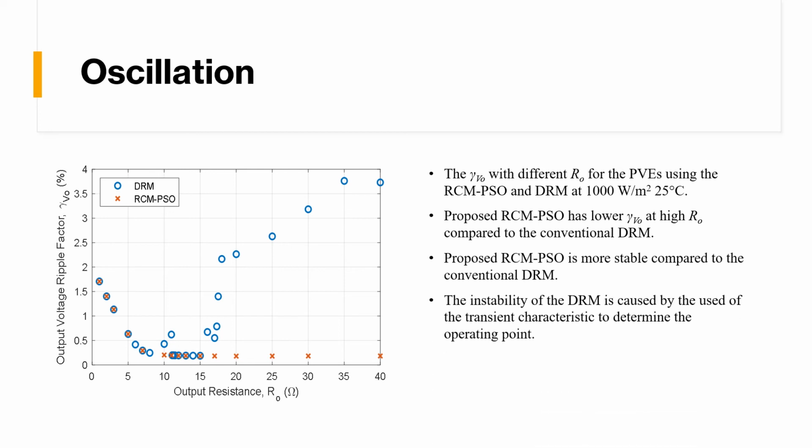And the instability of the DRM is caused by the transient characteristic used to determine the operating point. But the proposed method doesn't use this. So since the proposed method doesn't use the transient characteristic, it is much more stable because it is calculated using PSO.